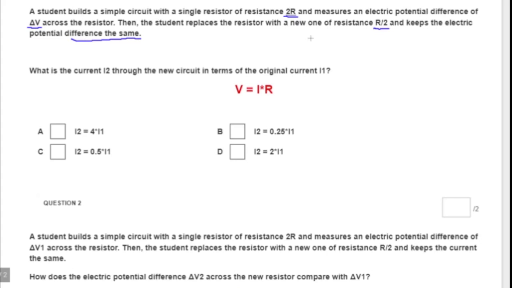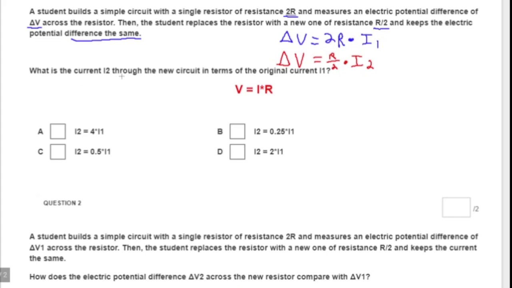So what I recommend is that we identify all the parts that are in the initial circuit. That would be delta V is equal to that initial resistance, which is 2R, times that first current, which is I1. After we identify the first one, we need to identify the second one. And the second one also is delta V because it says that they keep the electrical potential the same. And now instead of R being 2R, it's now R over 2. And then our new circuit has a new current, I2.